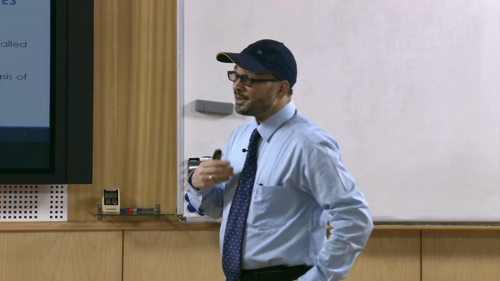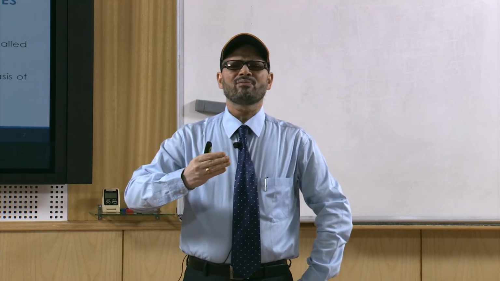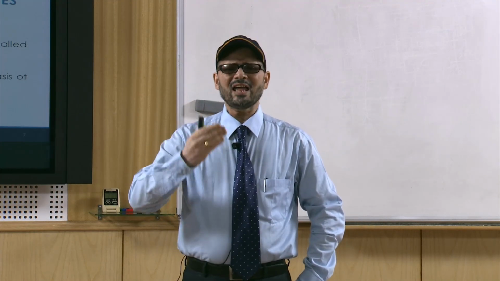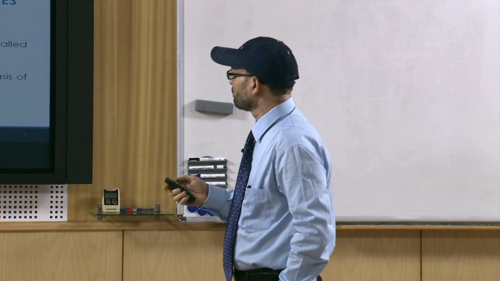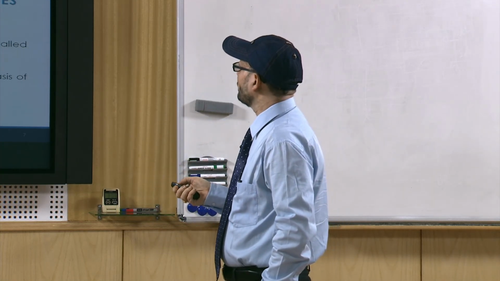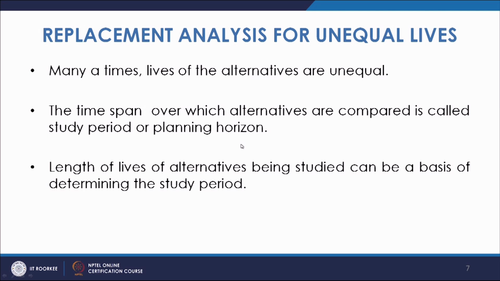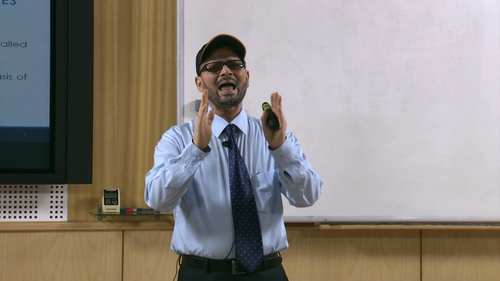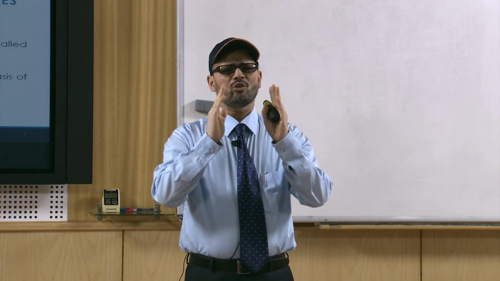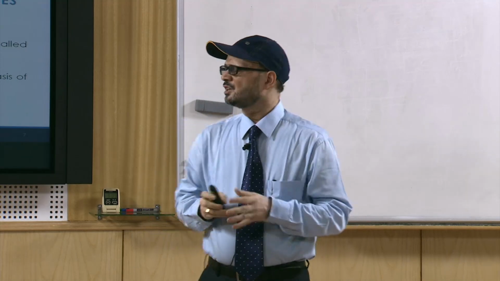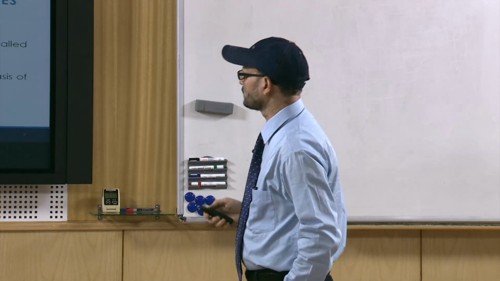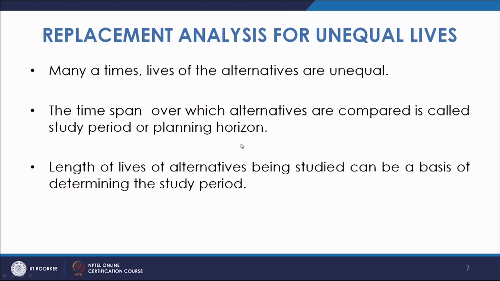But then many a times the life of the existing asset and the life of the new asset are different. So, the time span over which alternatives are compared is called study period or planning horizon. So, basically you will have to have a period over which you have to do the replacement analysis, and this time is known as study period or planning horizon. Length of lives of alternatives being studied can be a basis of determining the study period.